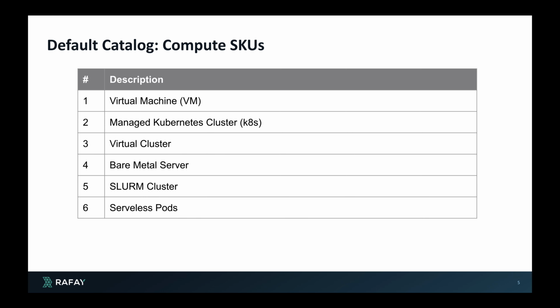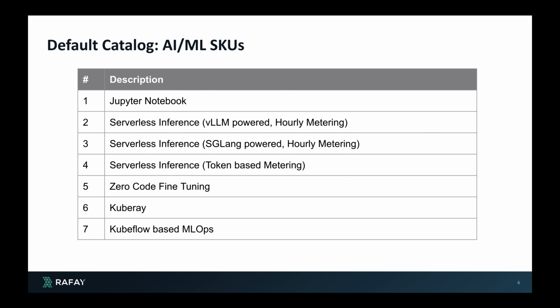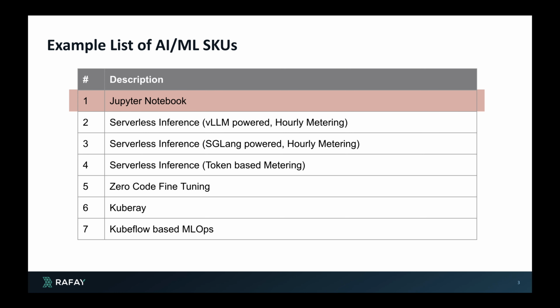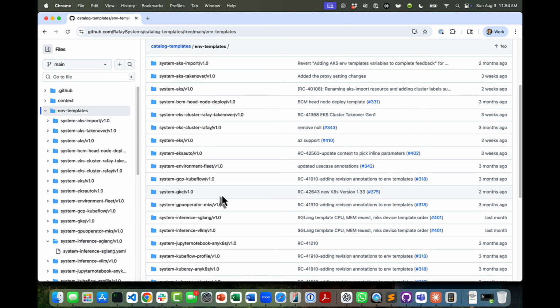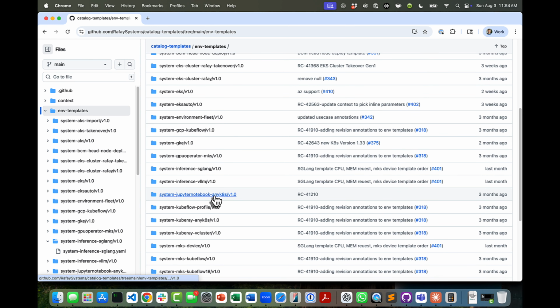Rafay's default catalog provides a number of turnkey compute SKUs, such as virtual machines, managed Kubernetes clusters, etc. It also provides a number of other SKUs for AI ML tooling, such as Jupyter Notebooks, serverless inference, Kuberay, Kubeflow, etc. Now let's look at a few examples of AI ML SKUs powered by the catalog.